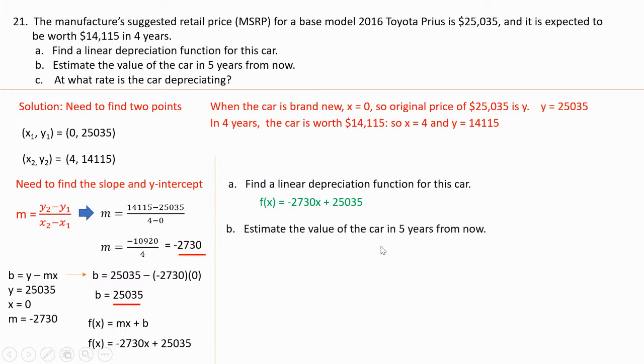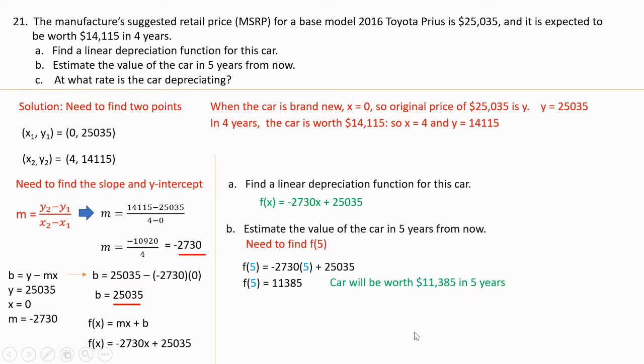Estimate the value of the car in 5 years. So here, all we're going to do is evaluate at f of 5, which means I'm going to plug in 5 for the x there. We use a calculator, guys, so we get this answer. So f of 5 is 11,385. And if you actually keep subtracting 2730 from the original price every time, on the 5th year, this is how much will remain the worth of the car being considered here. So the car will be worth 11,385 in 5 years.